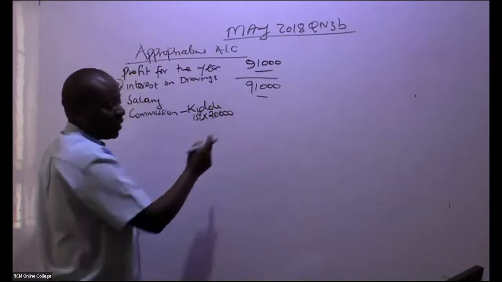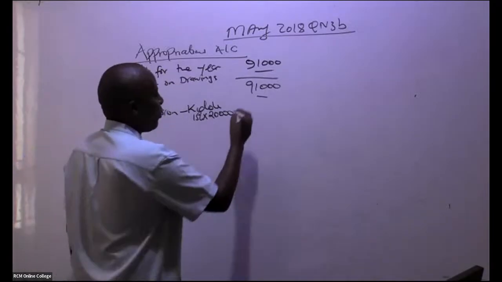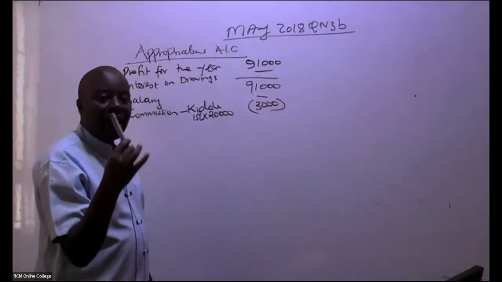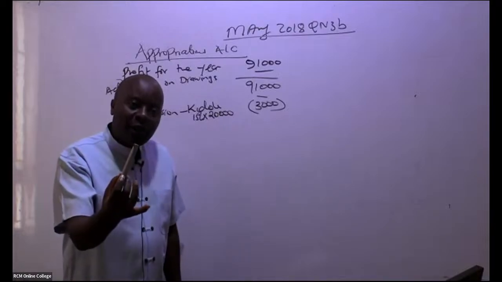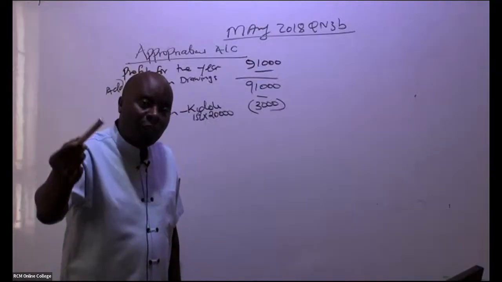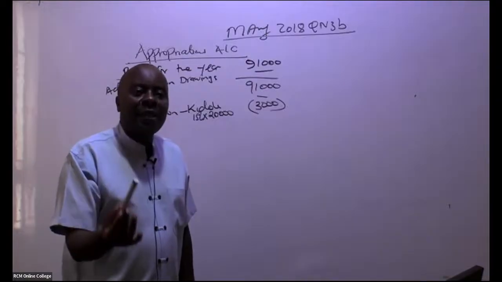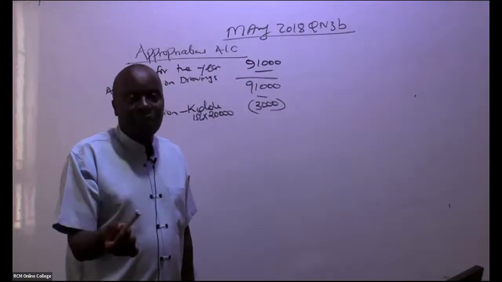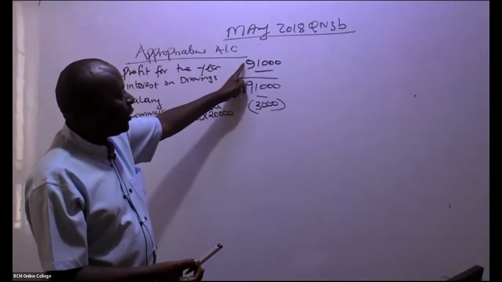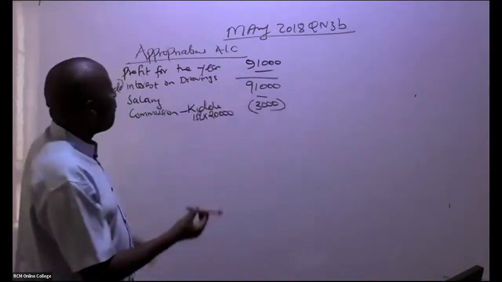Is there somebody who can give me this figure? They're giving me a figure of 3,000. From there, these people have given us capital, which will enable us to run this partnership into the future. What we call the fixed capital, what they can't withdraw. We must pay them interest. That interest will be an appropriation, a distribution of the profit. So come here and give us the interest on fixed capital.